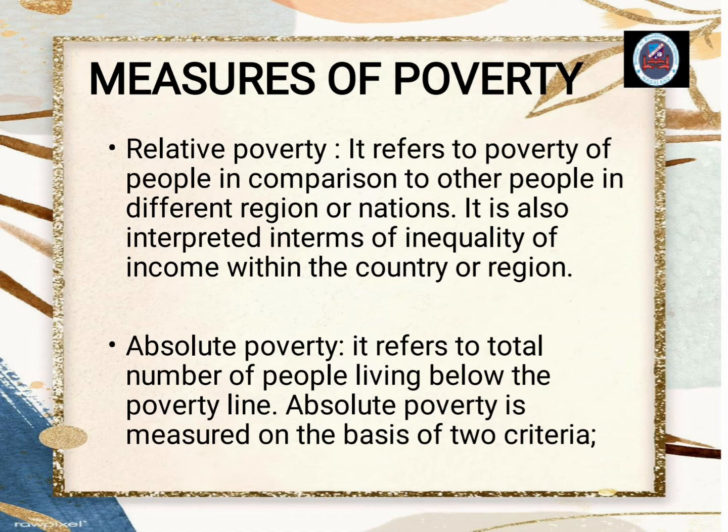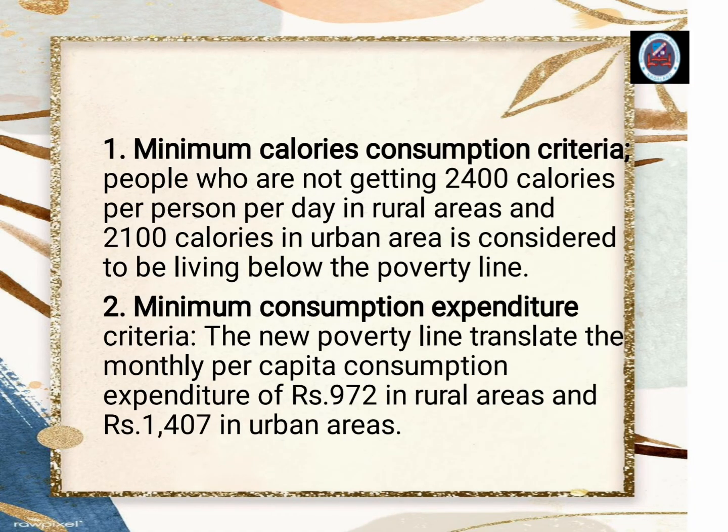The second measure of poverty is absolute poverty. Now, when we talk about absolute poverty, it refers to the total number of people who are living below the poverty line. Absolute poverty is measured on the basis of two criteria, that is, first, the minimum calorie consumption criteria, and second, the minimum consumption expenditure.